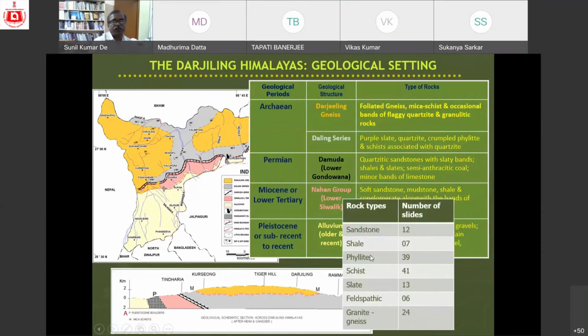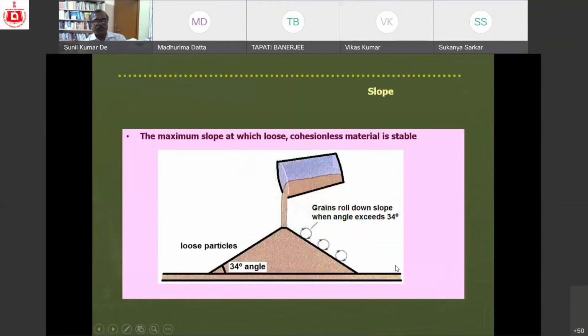And if we see the number of landslides, phyllites, we know very well that this is very fragile rock. Then schist is also very fragile, and the number of landslides is the highest along this group of rocks. Now, as a layman, if we take a mug of sand and pour it on the surface, we'll find that a 34-degree angle is produced.